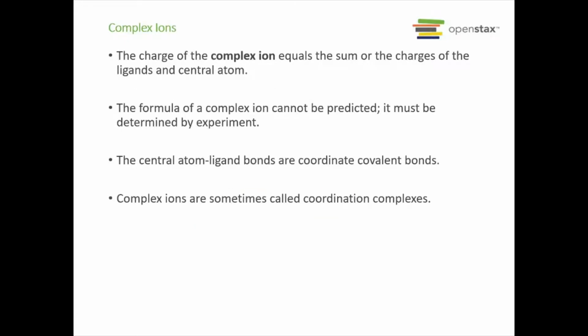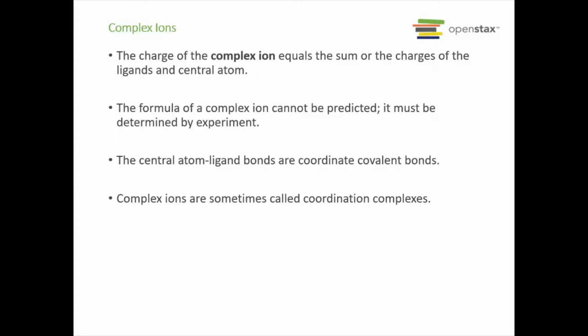The charge of the complex ion is equal to the sum of the charges of the ligands and the central atom. The formation of it cannot be predicted. It has to be determined by experiment. So you can't say, oh, this is going to be what forms. You have to actually experiment.